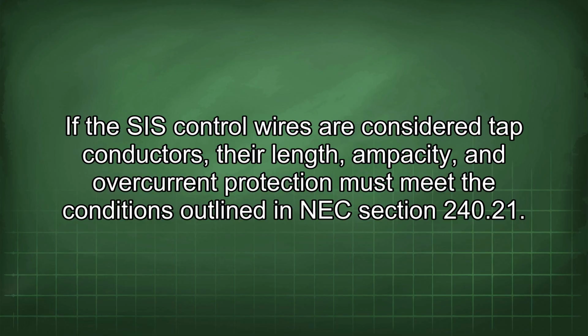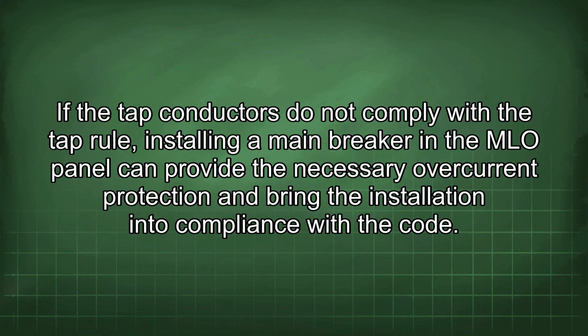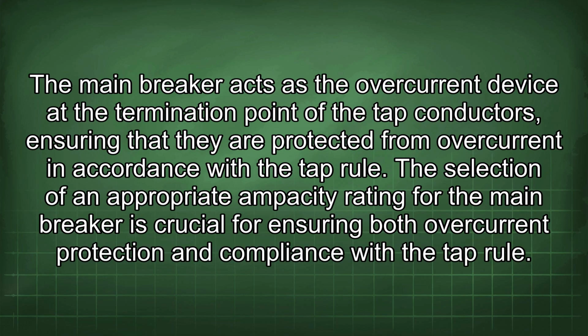in NEC section 240.21. If the tap conductors do not comply with the tap rule, installing a main breaker in the MLO panel can provide the necessary overcurrent protection and bring the installation into compliance with the code. The main breaker acts as the overcurrent device at the termination point of the tap conductors, ensuring that they are protected from overcurrent in accordance with the tap rule.